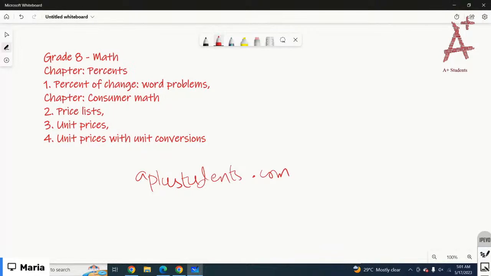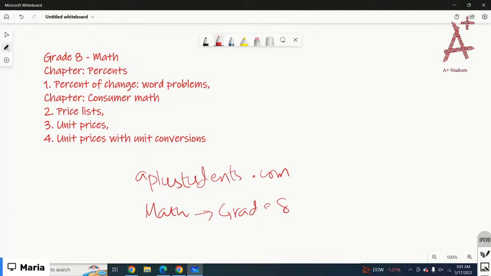You have to log in there using your email address, and the password is provided by the administrator. Then you have to select math from the subject tab, scroll down to grade 8, and then click on view all lessons. There you can find a list of the chapters.